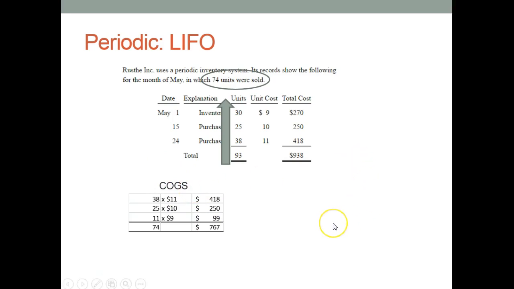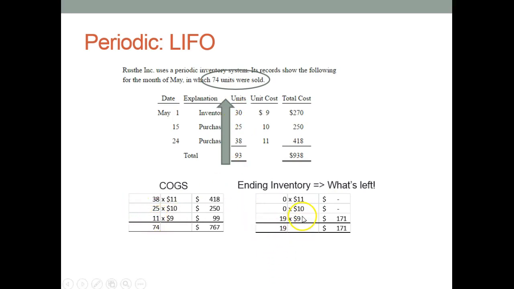If it's asking for ending inventory, again, ask yourself, well, what's left? We sold all of these bottom two tiers. So how many units are in the last or in the top tier? We started with 30, we sold 11, so that means 19 are left at $9 for a total of $171.